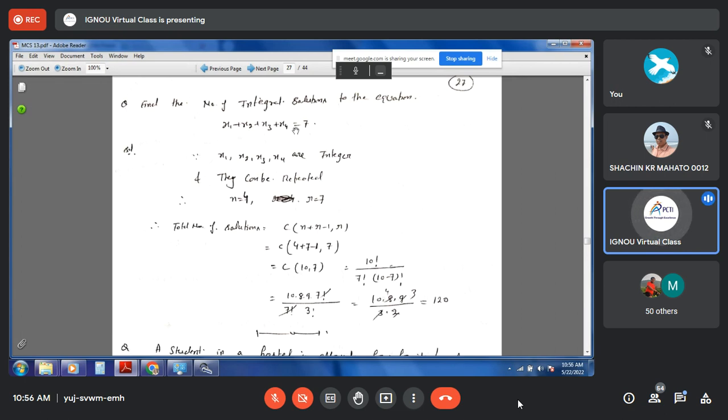Here the repetition is allowed, so they can be repeated. n is equal to 4, the number of integers, and r is equal to 7. Now in this case, if you apply the old formula, the factorial will be of a negative number, and the meaning of the factorials will be undefined. So for the total number of solutions, we use the formula C(n plus r minus 1, r). n is equal to 4, r is equal to 7, so C(10, 7), calculated 120.